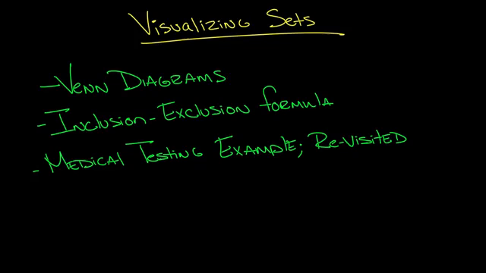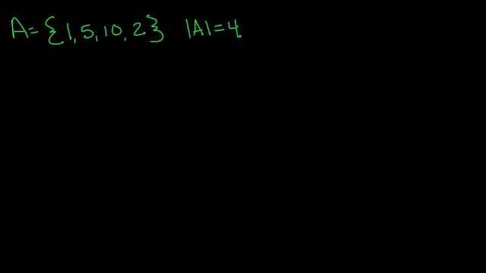And again, Venn diagrams are just a way to look at sets and visualize what's going on. There's no proof to it, but it's often a good visualization trick. Okay, let's get to it. So let's first write a set in our old notation. We have a set A. It's equal to curly braces 1, 5, 10, 2. Let's remember this means that the cardinality of A is equal to 4. Here we've written the set by just listing out its elements explicitly.